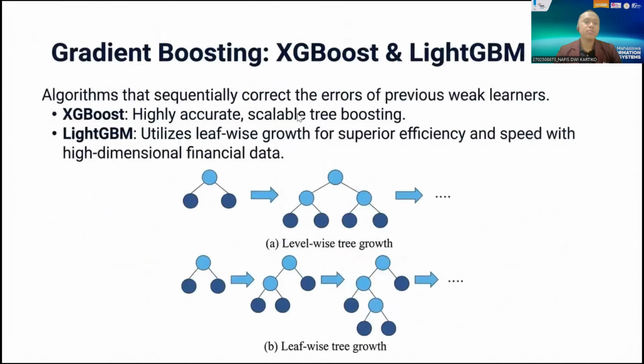And then the second algorithm uses gradient boosting. In this occasion, we can study XGBoost and LightGBM. XGBoost here is a highly accurate and scalable tree boosting. On the other hand, LightGBM utilizes leaf-wise growth for superior efficiency and speed with high dimensional financial data.